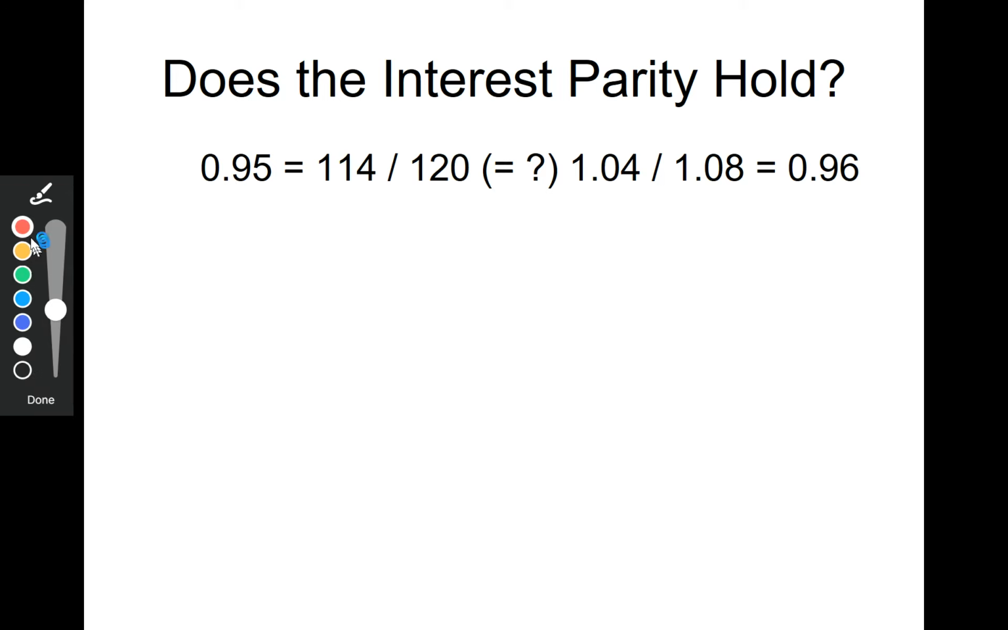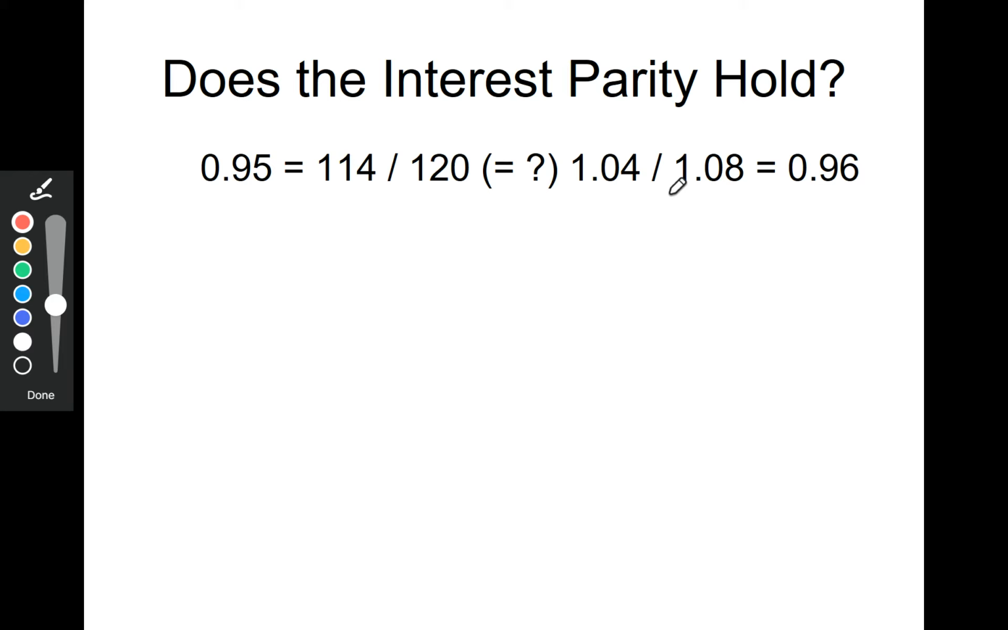Well, the equation said F, and F was given as 114 yen per dollar, divided by S, which was 120 yen per dollar, equals to, and I put a question here because I don't know if the equality holds or not, 1 plus RF. RF was the interest rate in Japan and it was 4%, so we write it as 1.04, divided by 1 plus RD. RD was the domestic interest rate in US and 8%, so this is 1.08.